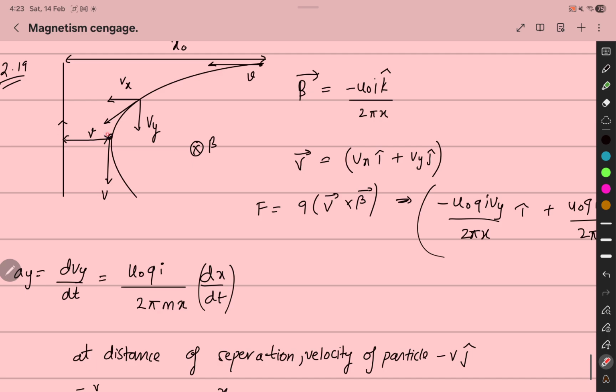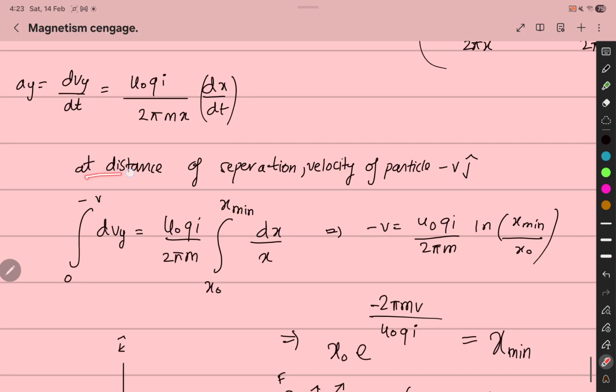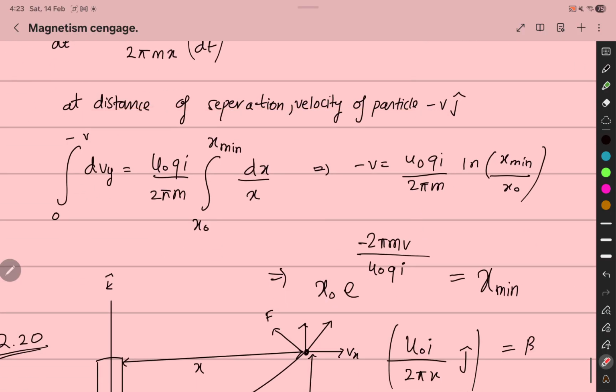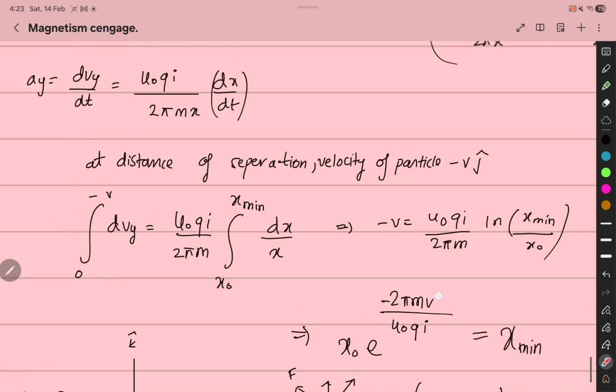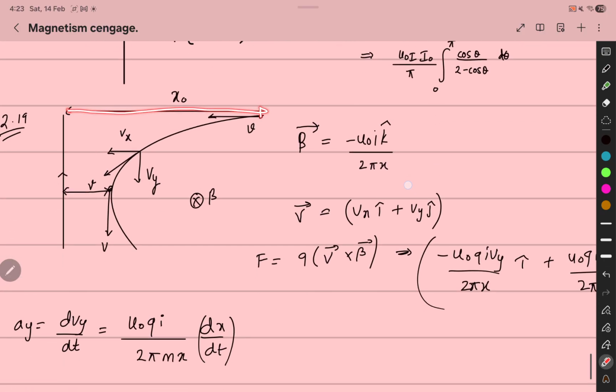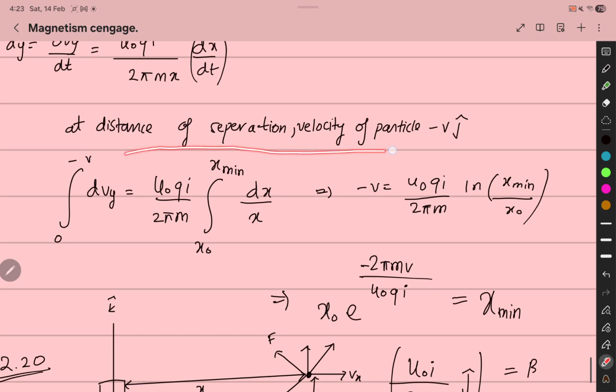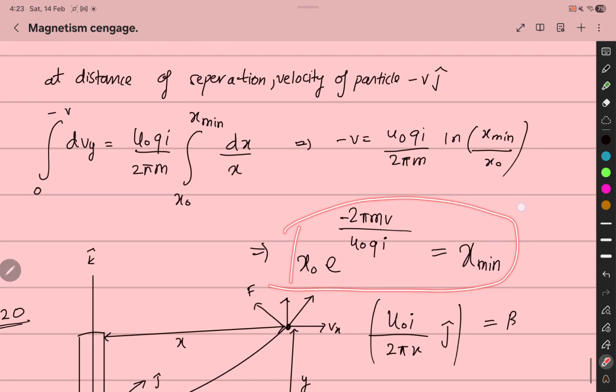Because we know that when the particle comes like this, at the minimum separation the particle's x velocity will become 0, only y will become minus v, right? So now at the distance of separation, velocity of particle is minus v, and then we can start our integration. And as we know that initially it was at x naught distance, so we can write that velocity of particle is this, and then we can start our integration and get the answer to be very similar to the JEE Mains PYQ.